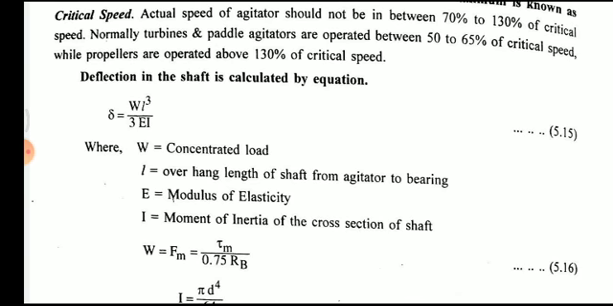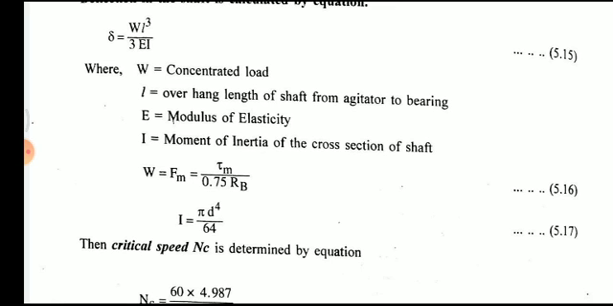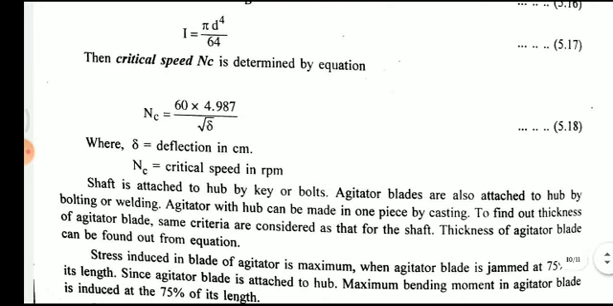Of the cross section of the shaft, and W is given by Fm, and Fm is tau by 0.75 rb, where I is equal to pi d raised to 4 by 64, and then critical speed Nc is determined by this equation. So this critical speed you can also find out in the mechanical operation subject in the ball mill. There also you found out a critical speed in semester number 5. Delta is deflection in centimeter and Nc is the critical speed in RPM.